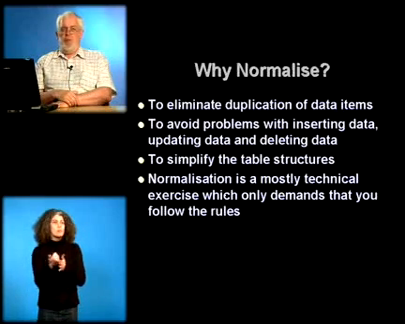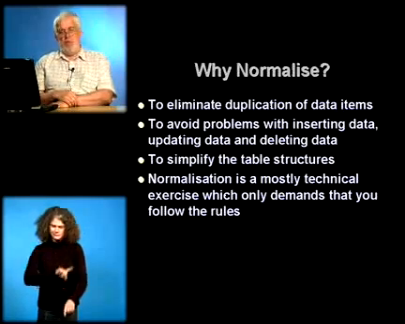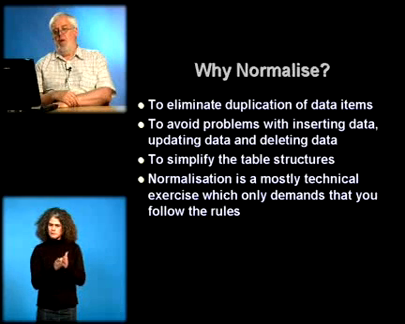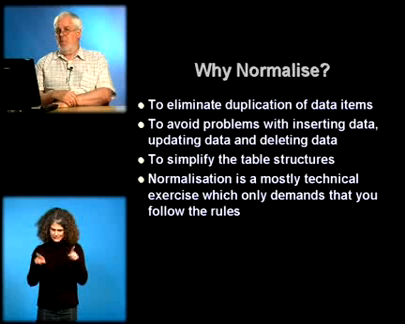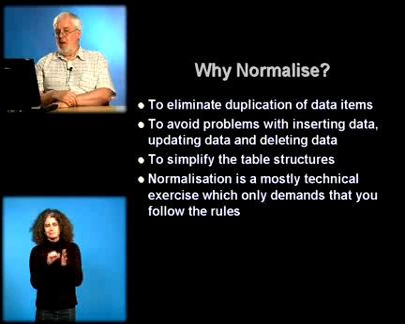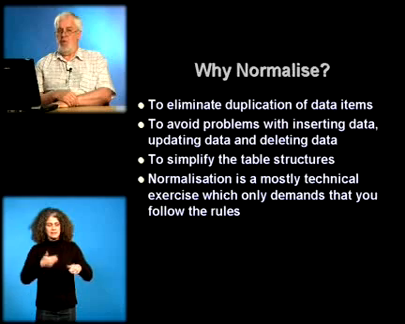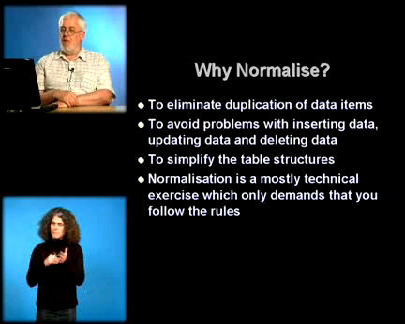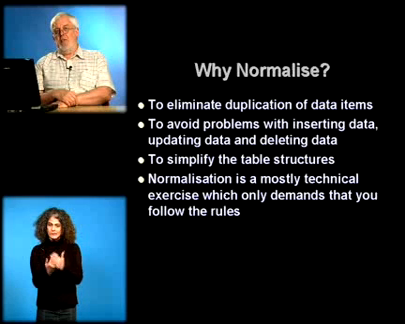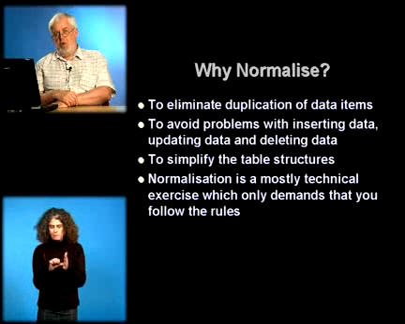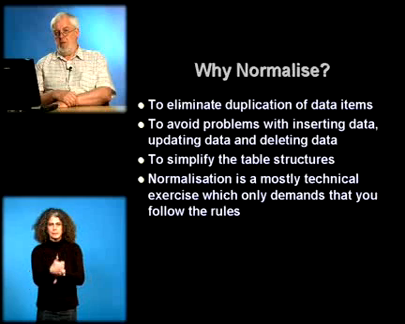So why do we normalise? Why do we go through this process, which we call normalisation? Well, firstly, it's to eliminate duplication of data items. That's a big problem in databases, particularly the flat files that we're often associated with Microsoft Access. To avoid problems with inserting data, updating data and deleting data, also a major problem in databases.